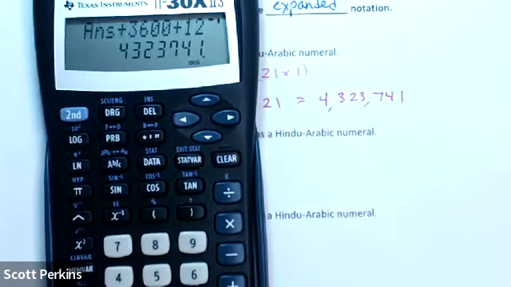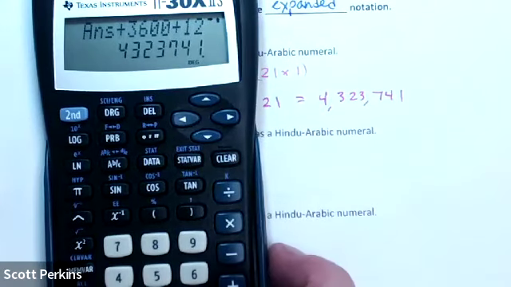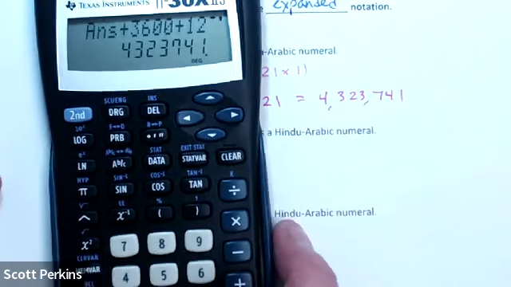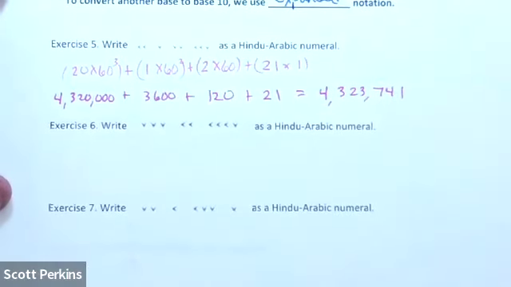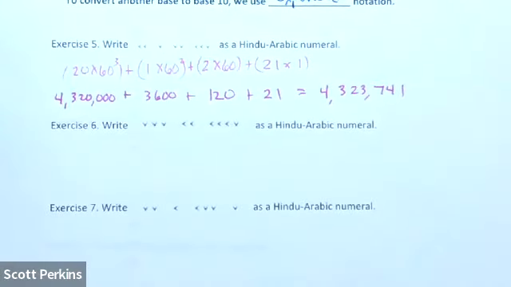That is going to be 4,323,741. Now, if you didn't quite get that one, the good news is there's going to be another one, and you can ask whatever question you need to. So go ahead and do exercise 6, please.